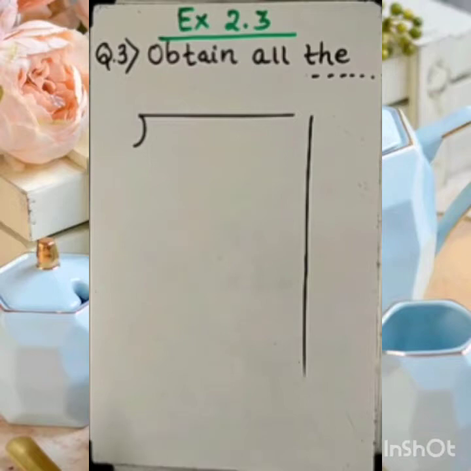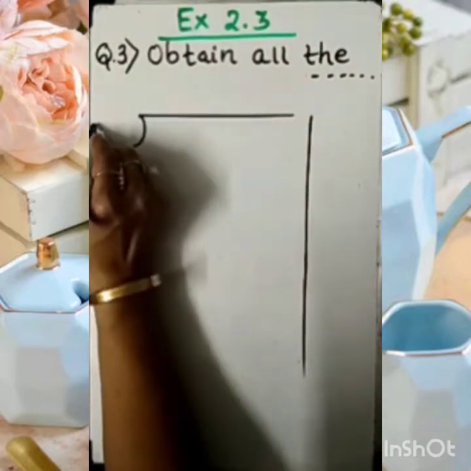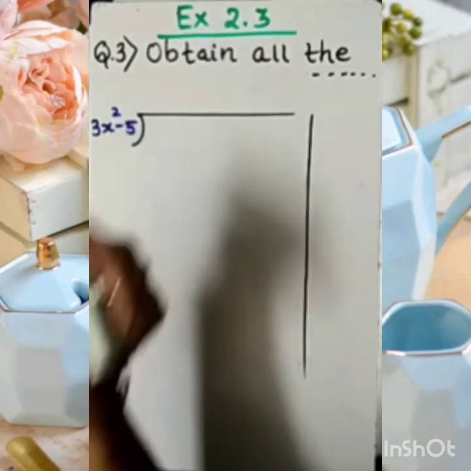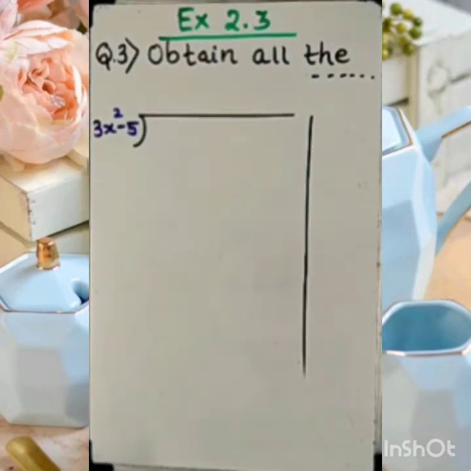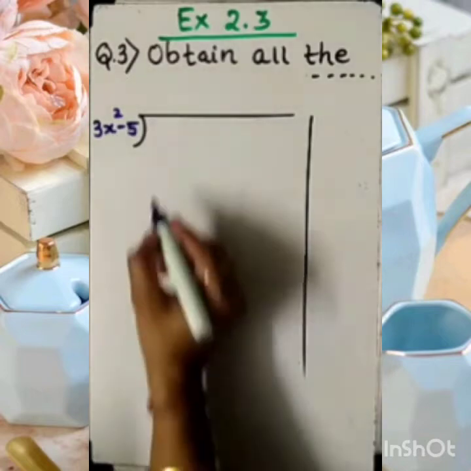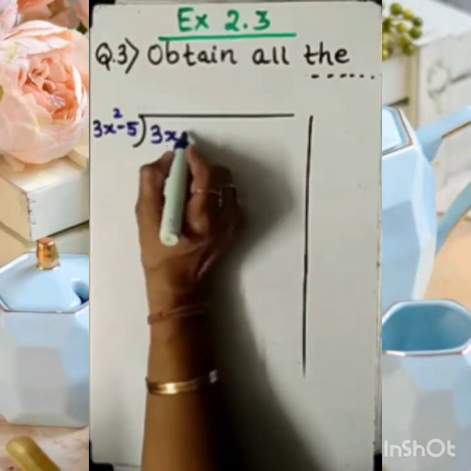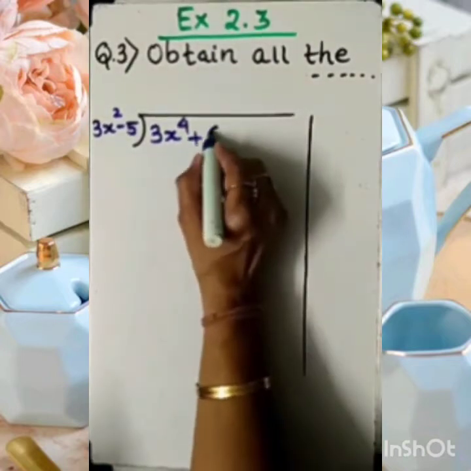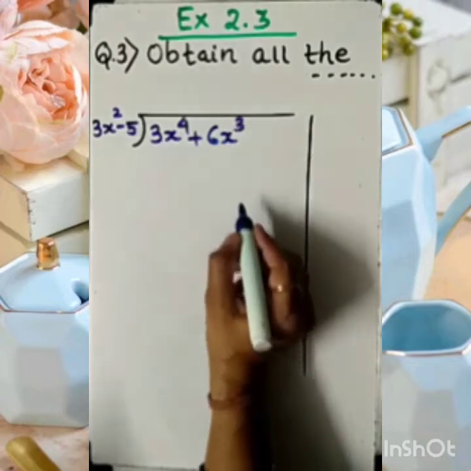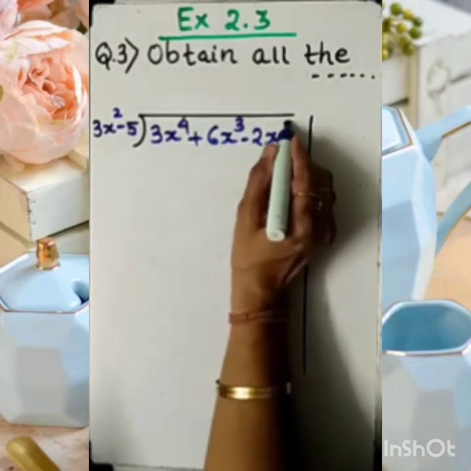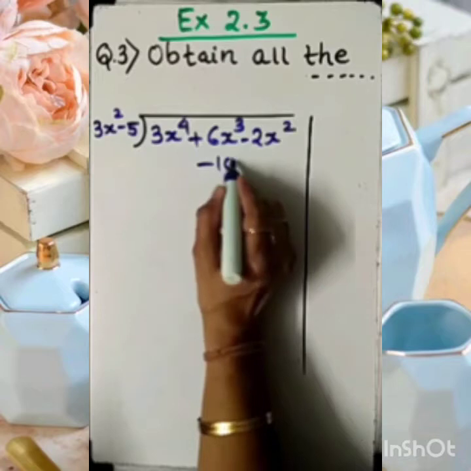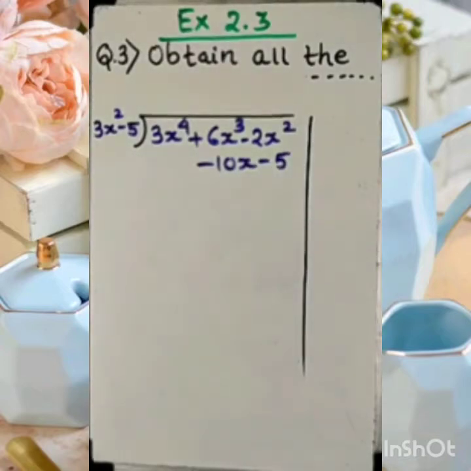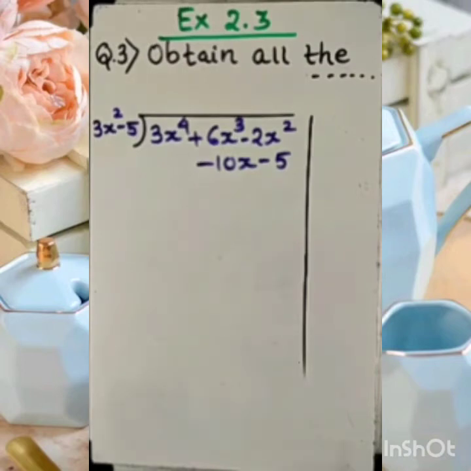So my dear student, as you have seen, we got this factor 3x square minus 5. With this g(x), we are going to divide our p(x). In the question, we are given the polynomial p(x) as 3x to the power 4 plus 6x cube minus 2x square minus 10x minus 5. Clear to you? So this is a five-term polynomial we are given.